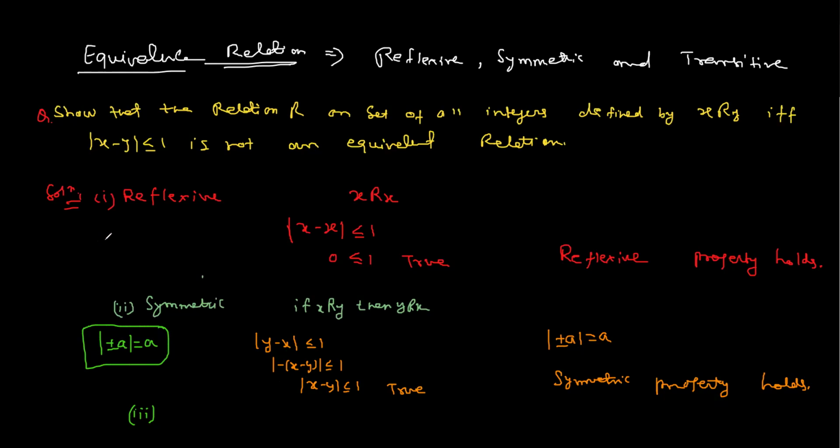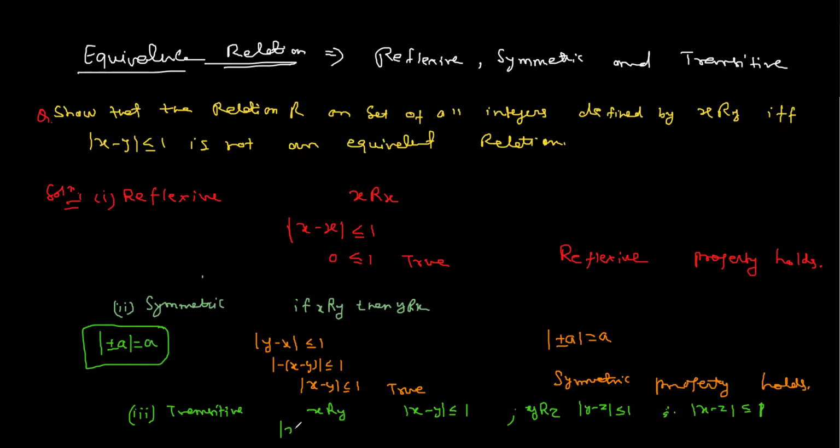Now we will prove for transitive. We will try to check whether this is transitive or not. First write up to here. Noted? Okay, written. Transitive. X is related to Y means what? Mod x minus y is less than or equal to 1, right? Understood? Y is related with Z means what? Mod y minus z is less than or equal to 1. Okay? Yes. You have to prove what? Mod x minus z less than or equal to 1, right?